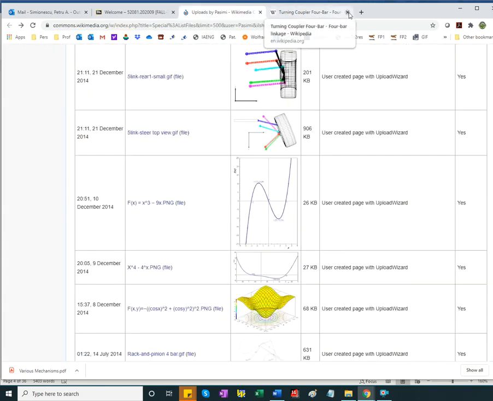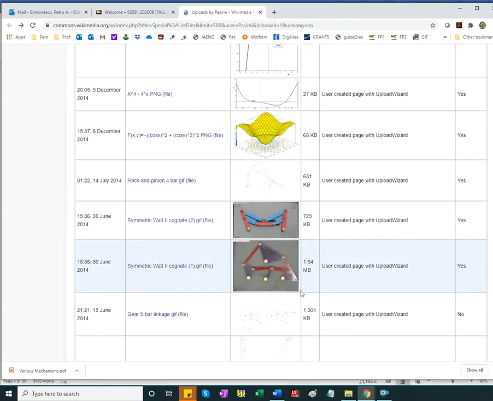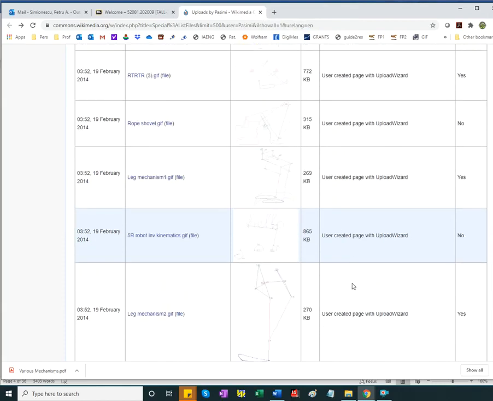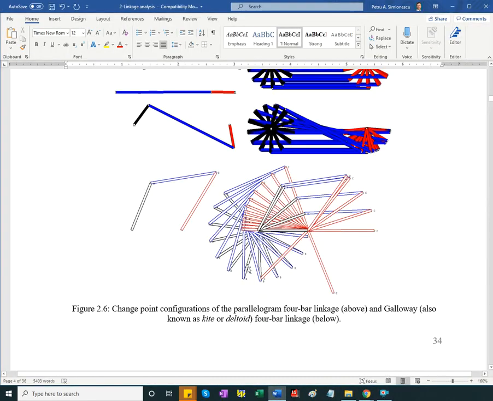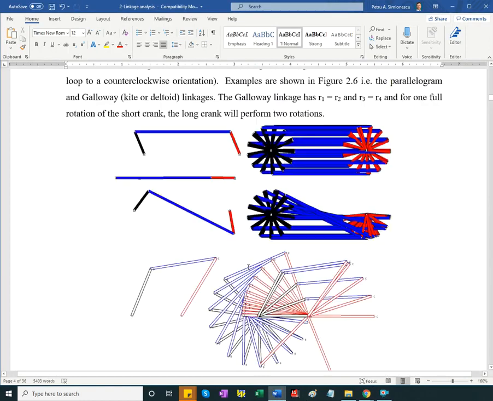Okay, so it should be among these here. Cannot seem to find it. If not, you go to the 4-bar web or Wikipedia article. So that was about the 4-bar.